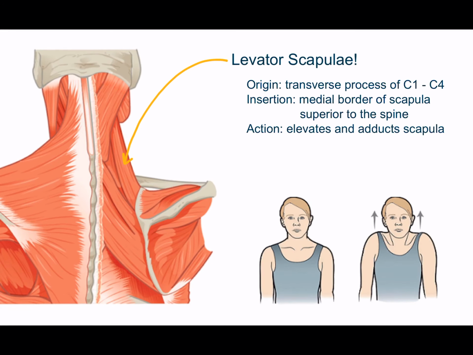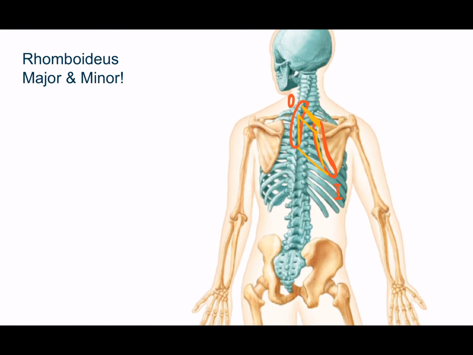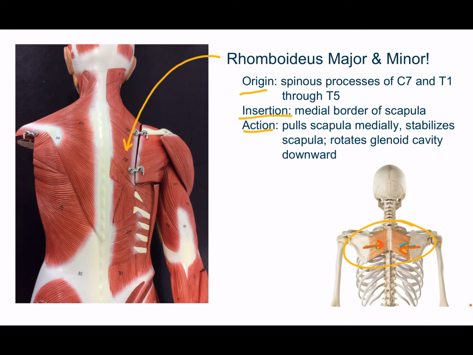Then there's the levator scapulae. Oh, I need to say, on the rhomboideus, major and minor, if you look on this image and this image, let me get my pen. If you look at the shape of it, it's like a rhombus. So this is one of those muscles where the shape of the muscle is within the name, and then the relative shape and size of the major and the minor. But that's a pretty easy way to remember it.